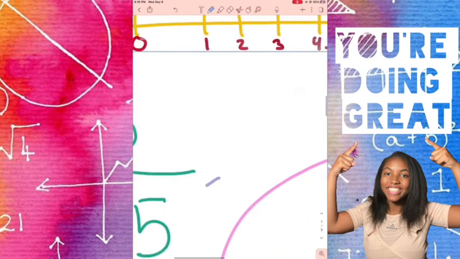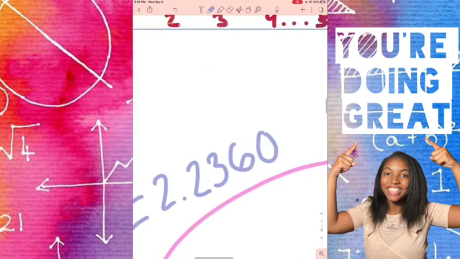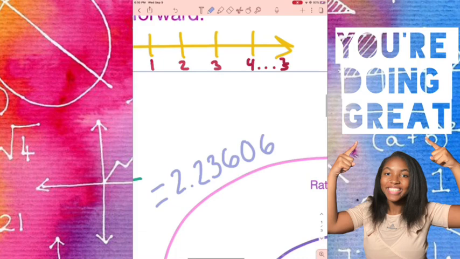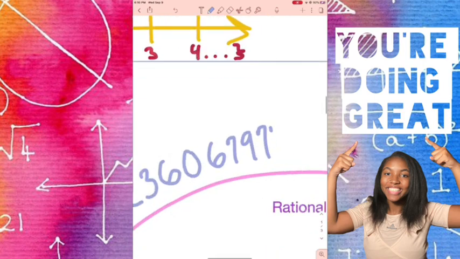The square root of 5 is 2.23606797775. Wow, that is a lot of numbers. But let's see if you can get that into a category. Here's your 15 seconds. Hope you do good.